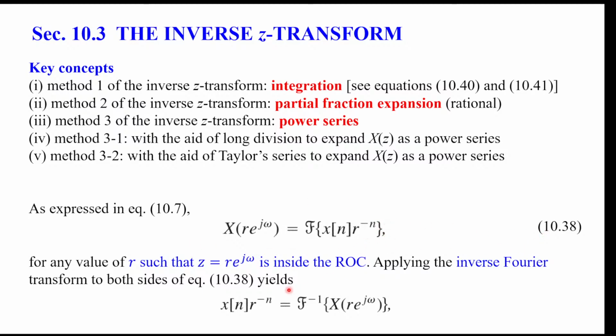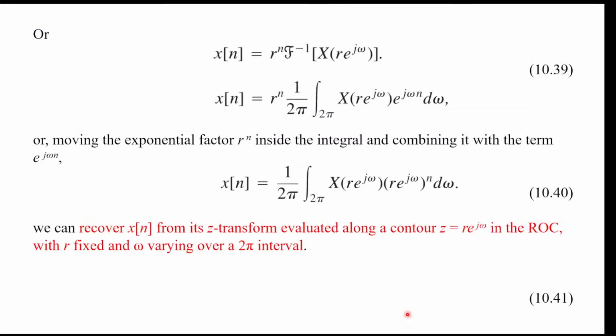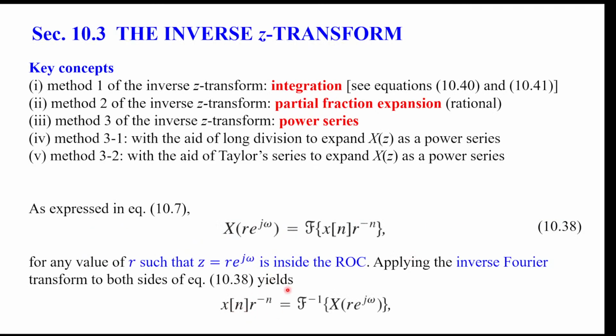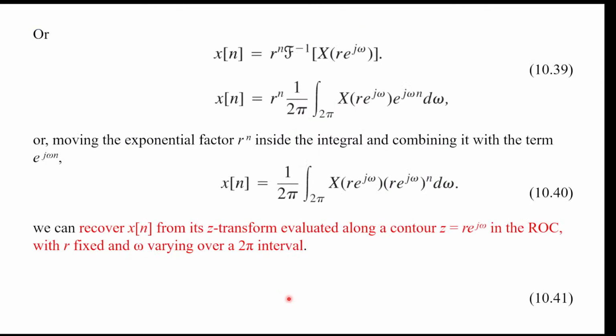And this only happens when your r is inside the ROC. You can apply the inverse Fourier transform on both sides, and the inverse Fourier transform on this side becomes x[n] r to the minus n, which is equal to the inverse Fourier transform of big X(re^{jω}). Then we move things around: we move this r to the minus n to the other side. So we have x[n] equal to r^n times the inverse Fourier transform of big X(re^{jω}).